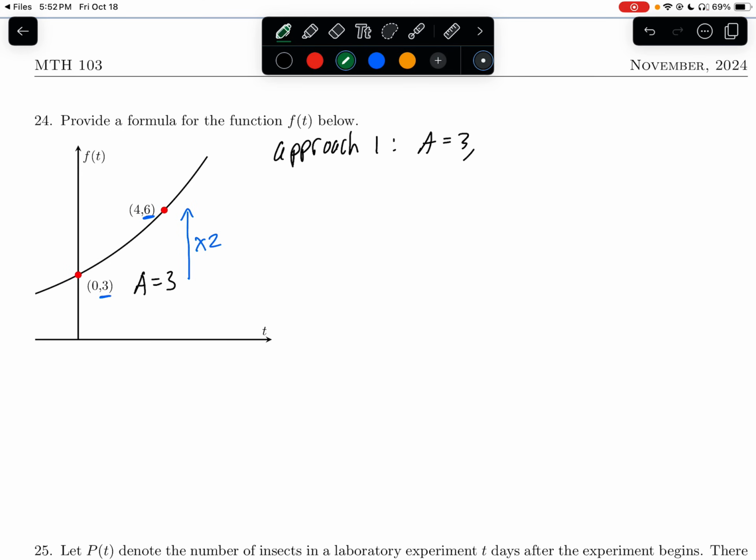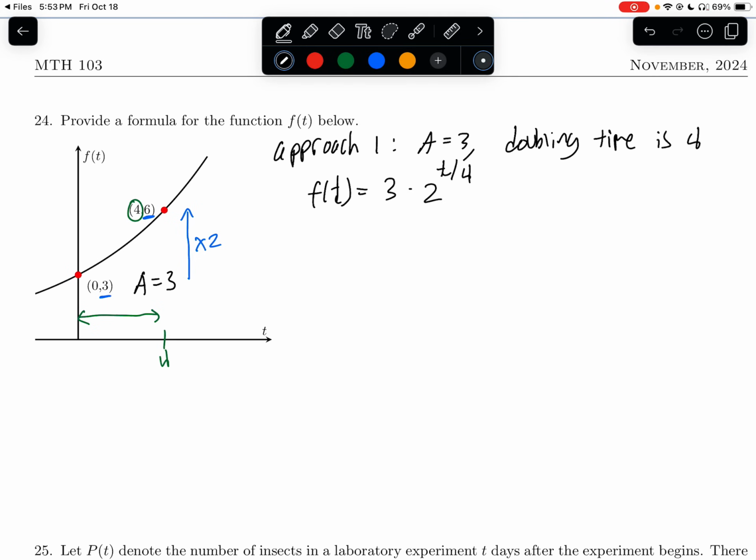The doubling time is the horizontal distance between these 2 points. It's the x value, or the time that it would take for the outputs to double, and that's from 0 to 4, because the x coordinate here is at 4. And so A is 3, and the doubling time is 4. And so then the function is 3 times 2 to the t over capital T, which is 4. And so that would be the first approach you could make.